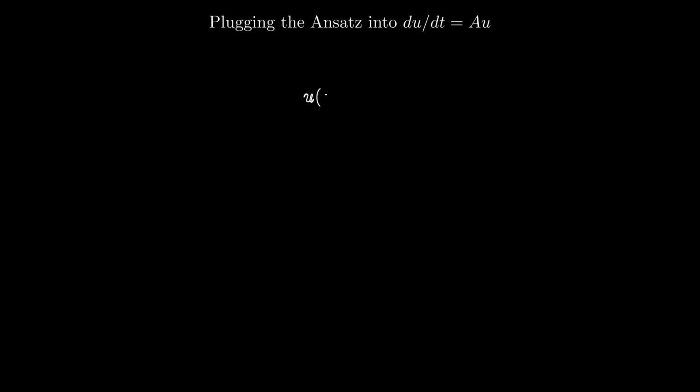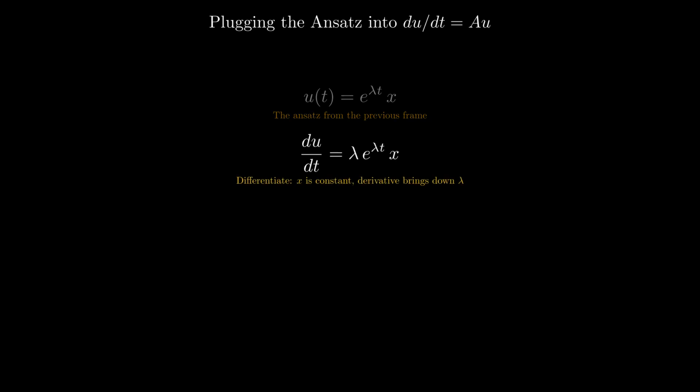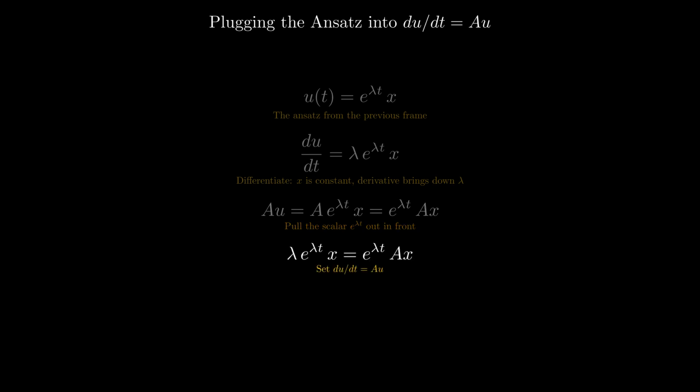Now let's plug this guess into the equation du/dt equals A times u. Differentiate the left side. The time derivative of e to the lambda t times x is lambda times e to the lambda t times x, because x is a constant vector and the derivative just brings down a factor of lambda. The right side is A times e to the lambda t times x. Since e to the lambda t is just a scalar, we can pull it out in front, giving e to the lambda t times Ax.